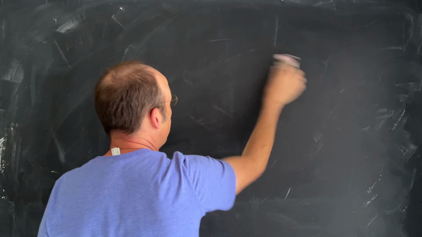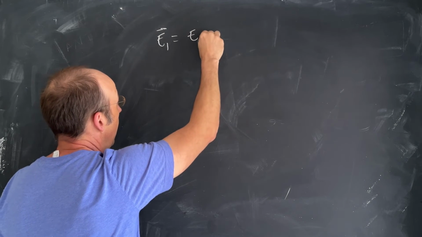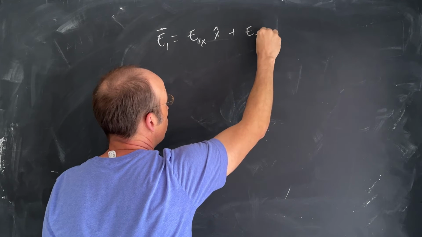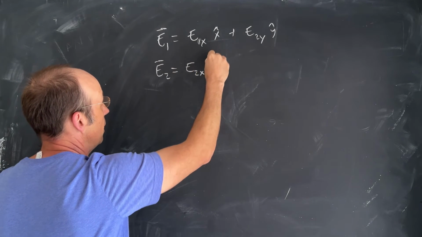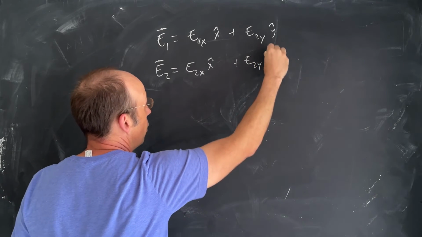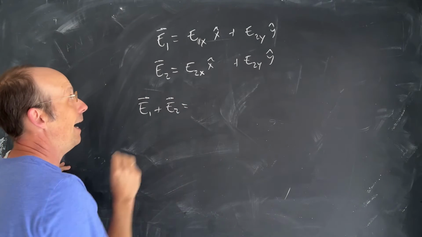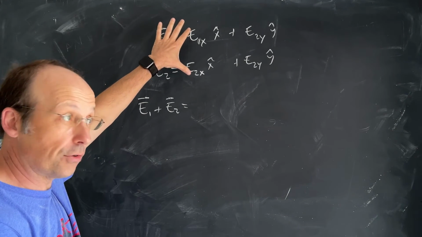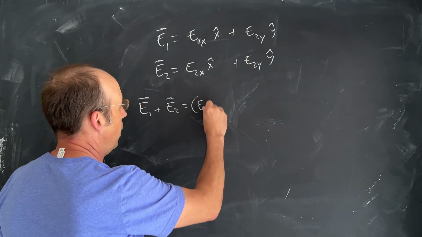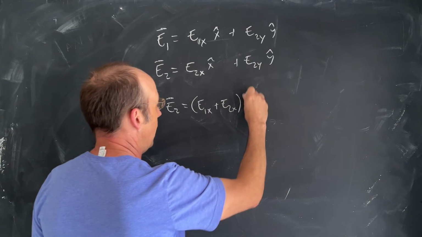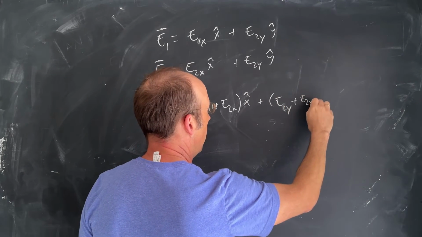Suppose I have two electric field vectors. E1 is E1x x hat plus E1y y hat. E2 is E2x x hat plus E2y y hat. If I want to add those two vectors together, E1 plus E2, I can add their components because the x's are in the same direction, so I can just add them. The y's are in the same direction, I can just add them. Now they might be negative and that's fine, but I can do that. So this would be E1x plus E2x, x hat, plus E1y plus E2y, y hat.